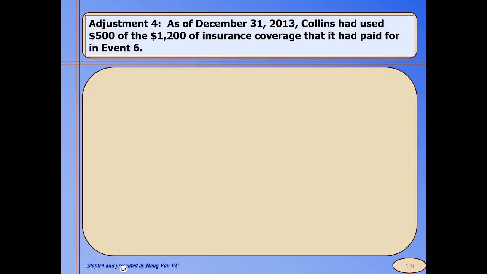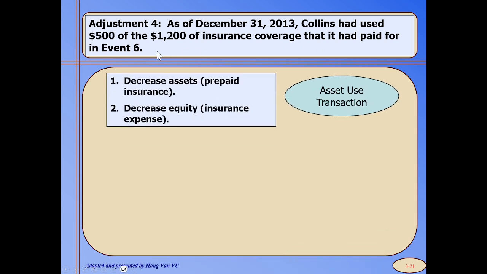Now we move to adjustment number 4. As of December 31st, 2013, the company had used 500 of the 1,200 of insurance coverage that it paid for in event number 6. How can we calculate this? As the company has used 500 of the 1,200 of insurance coverage, it means that the asset account prepaid insurance decreased by 500.